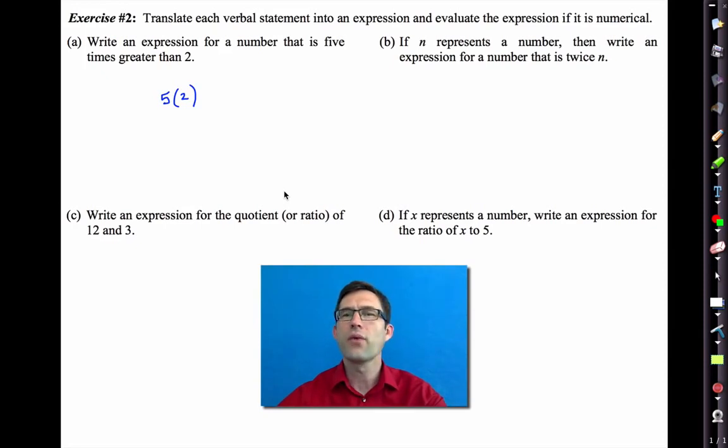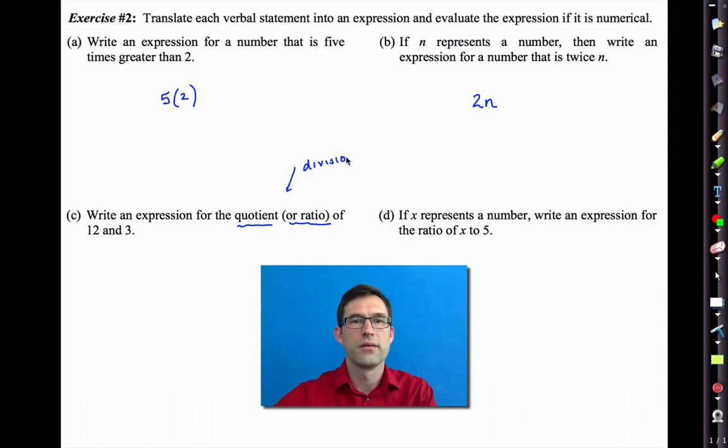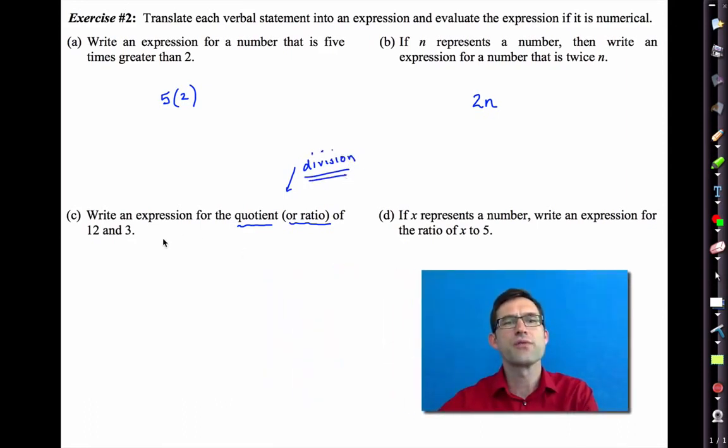Letter B, if n represents a number, then write an expression for a number that is twice n. Well, twice n means that we're multiplying by 2. So that's just going to be 2 times n. Same thing, 5 times greater than 2, twice the number. Here it gets a little bit tricky. Quotient or ratio, right? That's division. Division, very important. Write an expression for the quotient or ratio of 12 and 3.